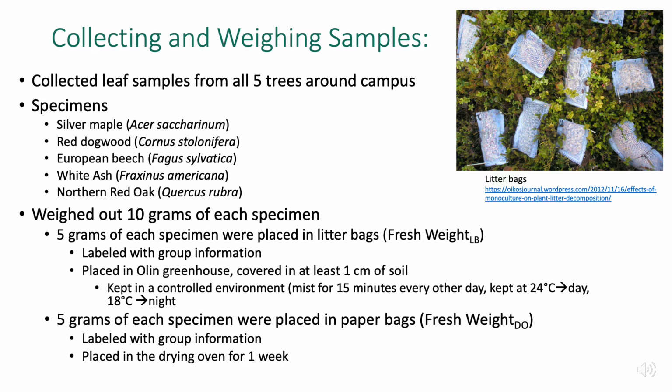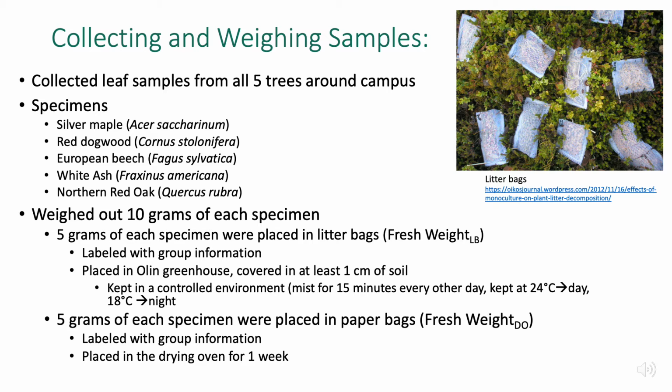Once all the specimens were weighed and placed in litter bags, they were taken to the Olin greenhouse, where they were covered with at least 1 centimeter of soil. In the greenhouse, the specimens were kept in a controlled environment where they received mist for 15 minutes every other day, and were kept at 24 degrees C during the day and 18 degrees C at night.